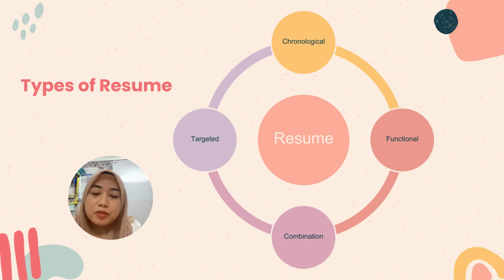So let's talk about the types of resumes in general. There are four types of resume. The first one is chronological, the second one is functional, the third one is a combination of chronological and functional, and last but not least, we have the targeted resume.